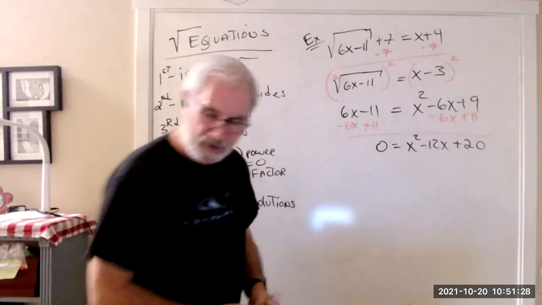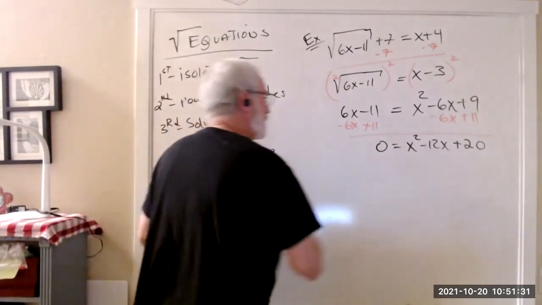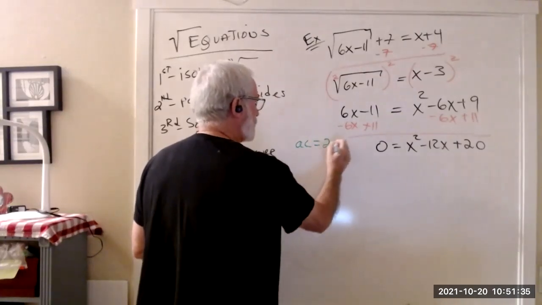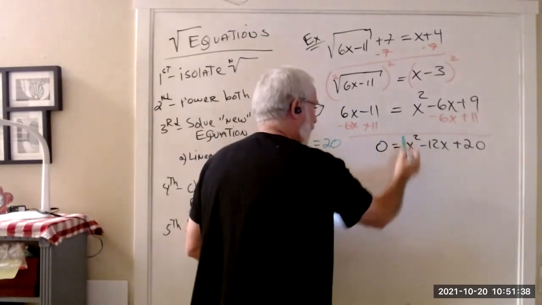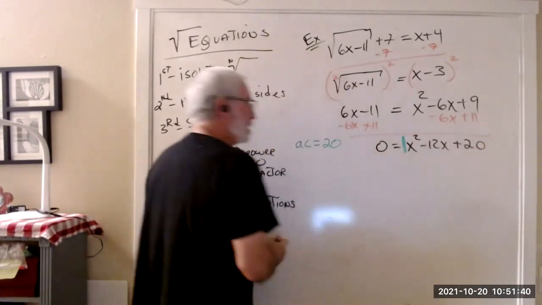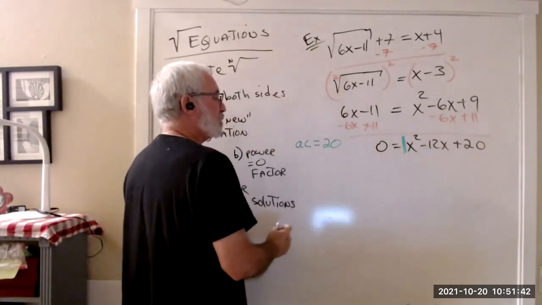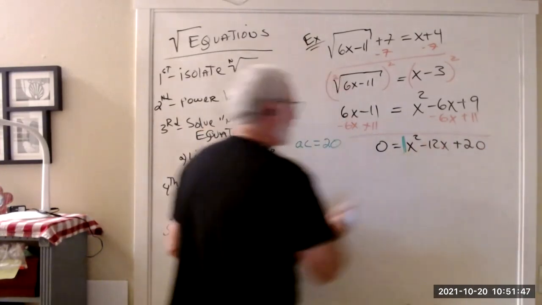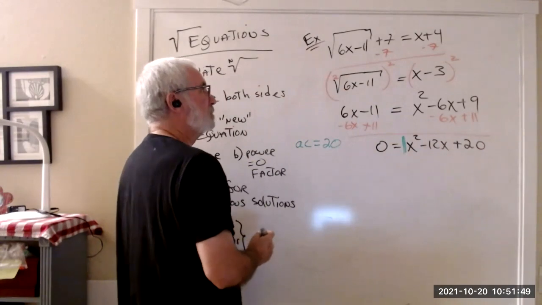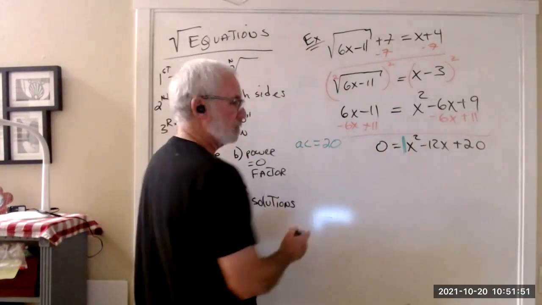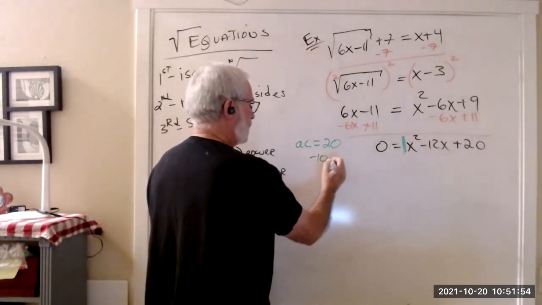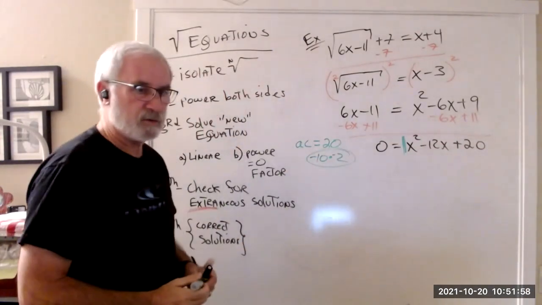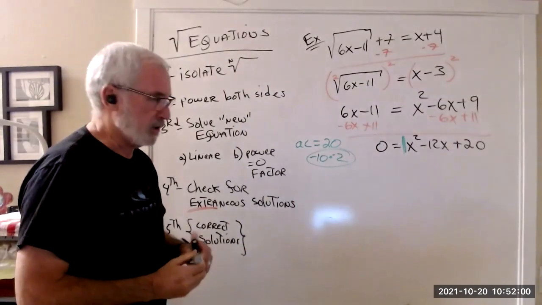Okay, this is a power, so I can do the AC bit. So my AC is 20, because remember there's a 1 there. A times C is 20. So what times what makes 20 but adds to negative 12? Negative 10, negative 2. Yep. Negative 10, negative 2. Is that okay with everybody?